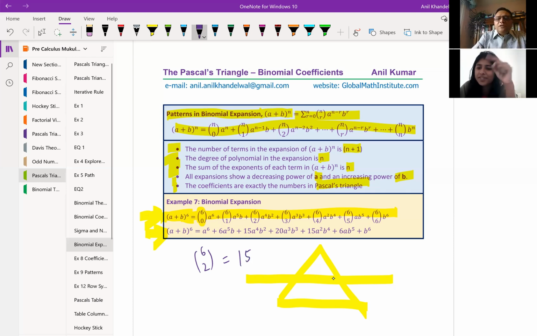So many times when you go on the grid, on the triangle, it is the same correspondence. We're just putting the values. Many times we don't need the numbers. We have to work with the coefficients. So we'll come up with many questions where the question will be, what is the coefficient of the term which has a squared b to the power of 4 in a plus b to the power of 6? You understand the question?